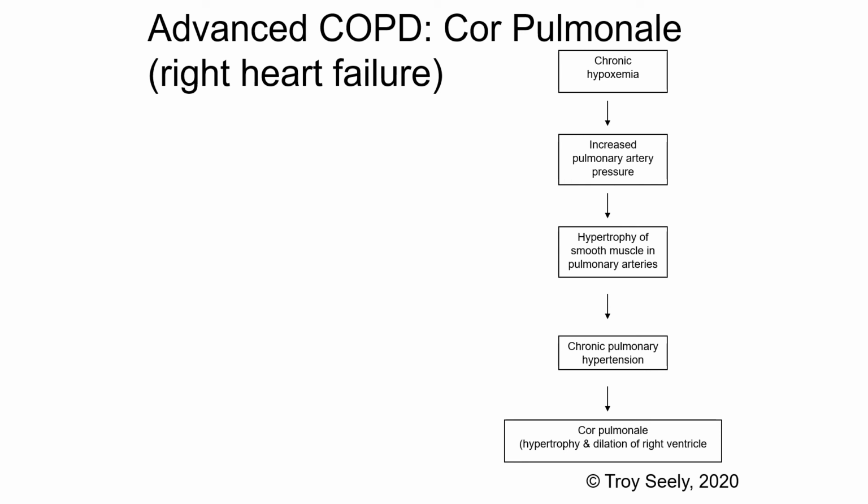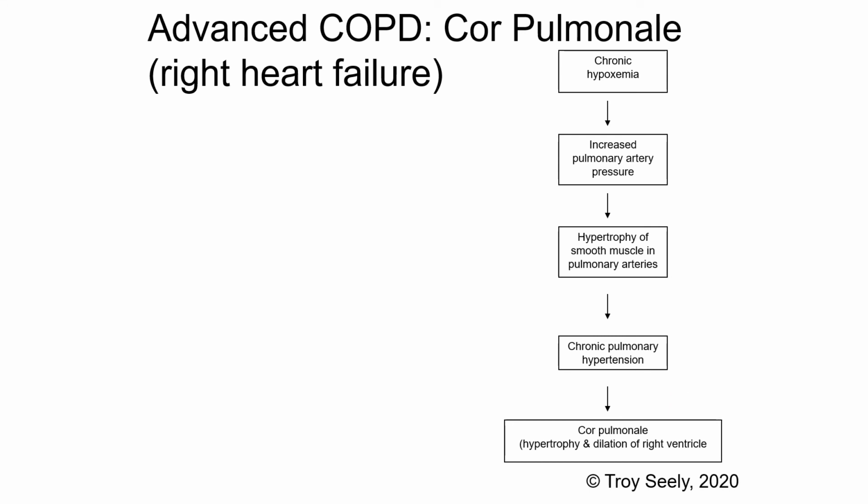So now that we have a better sense of the symptoms of COPD, how it may present on lung functional tests, even the physical examination that one might expect, there's one more thing to touch upon, and that would be that in advanced COPD, there is a significant likelihood of cor pulmonale, also known as right heart failure. So if we look at the flow here on the right side, in chronic hypoxemia, we're going to have increased pulmonary artery pressure. That will result in hypertrophy of smooth muscles in pulmonary arteries, and eventually chronic pulmonary hypertension, leading to cor pulmonale, hypertrophy, and dilation of the right ventricle.